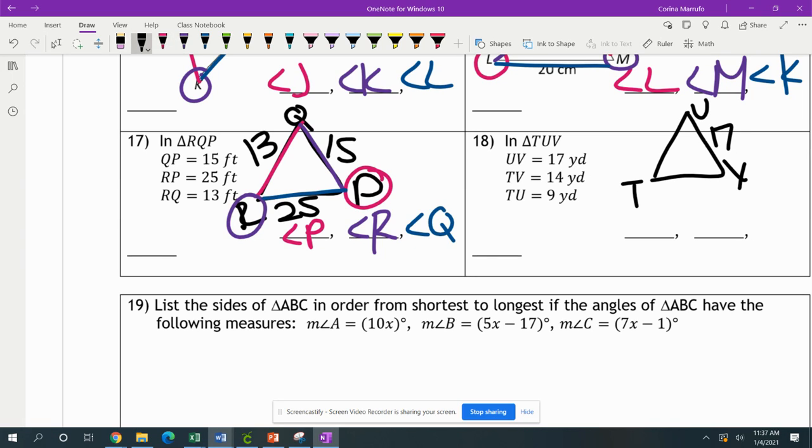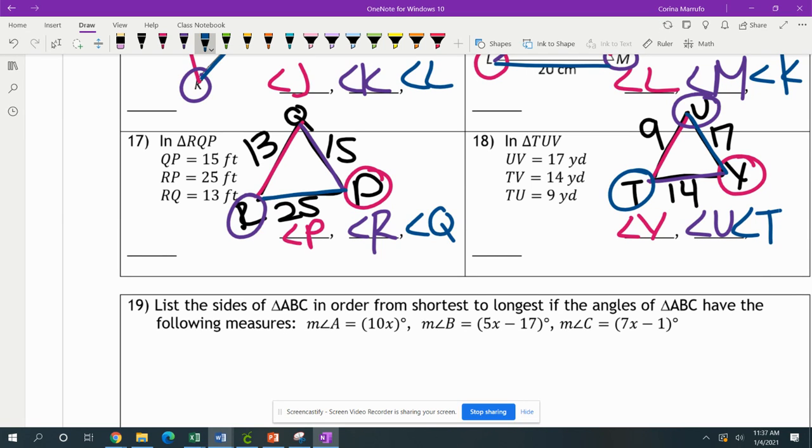And then TV is 14. And TU is 9. Okay, so the smallest side is the 9, and that is across angle V. Sorry, not Y, it's V. And then the next one is 14, which is across angle U. And then the last one is the 17, which is across angle T.